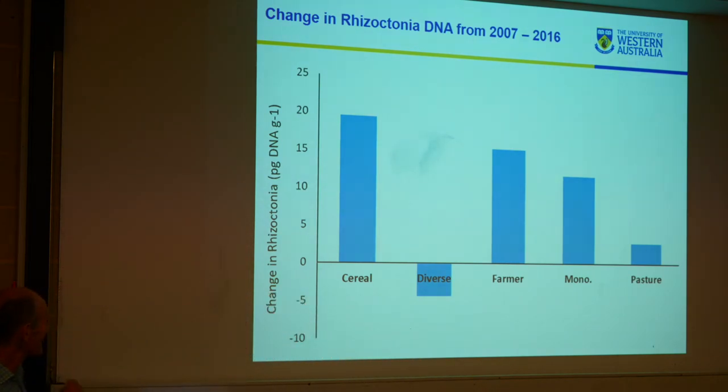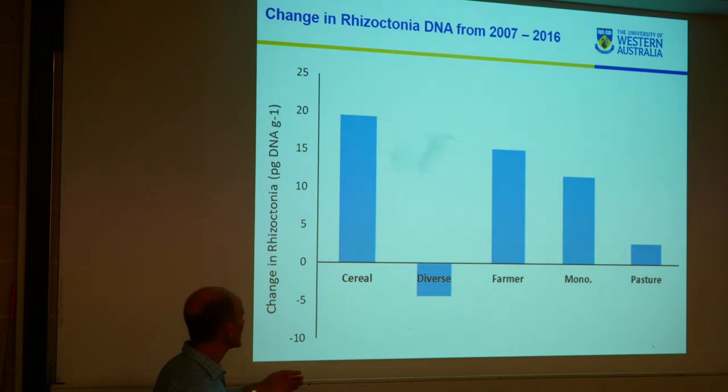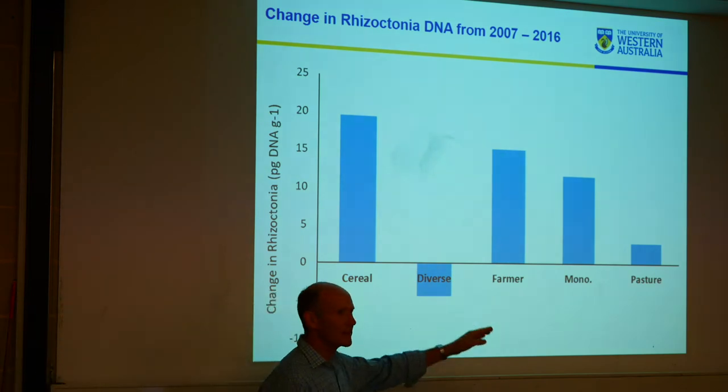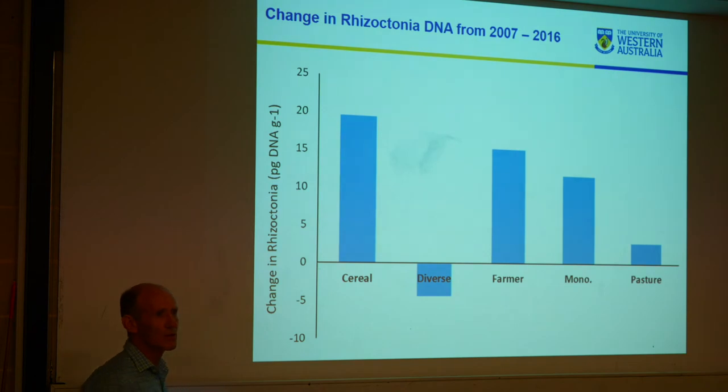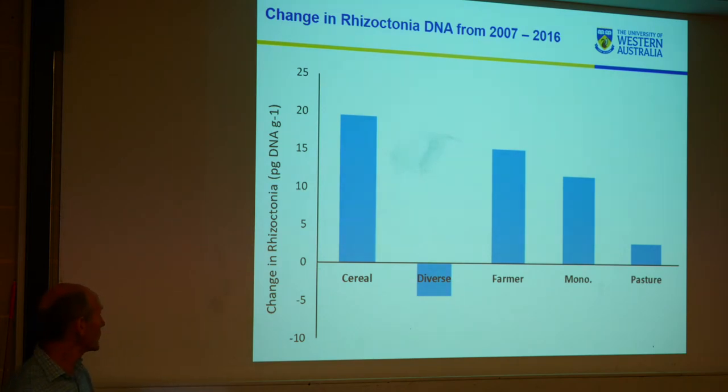Rhizoctonia bare patch. Again, I've got no letters up there because there was a lot of variability in the data, so no significance, but still you can see that the cereal-dominated rotations are still showing higher levels of Rhizoctonia.